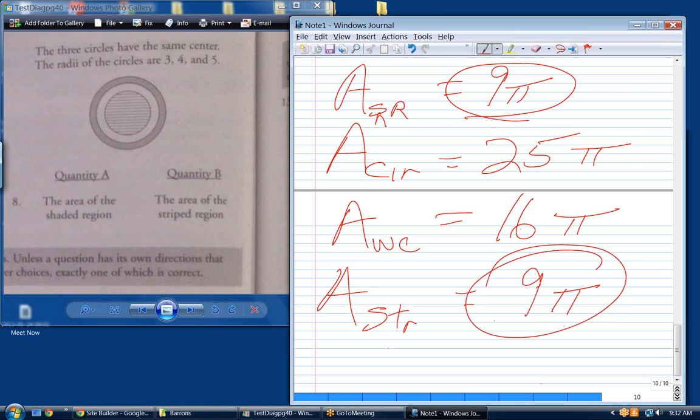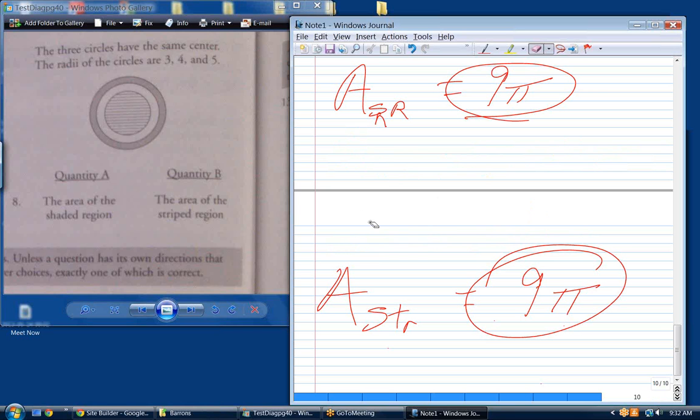They're the same. In other words, the area of the shaded region was 9 pi, and the area of the striped region is also 9 pi. Yeah. Sorry, I had it backwards. That's okay. The way I wrote it down, I had it backwards. Didn't really need to list all of those.